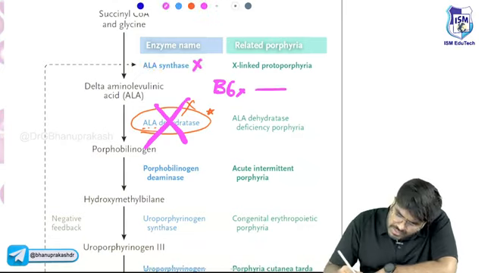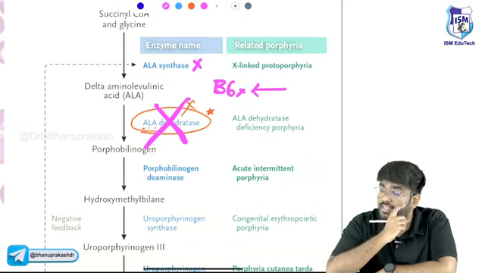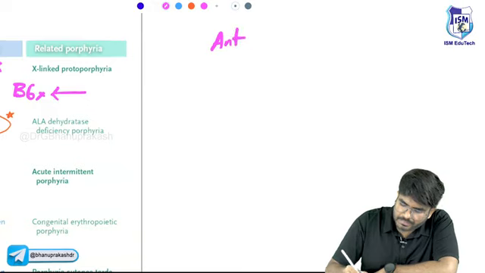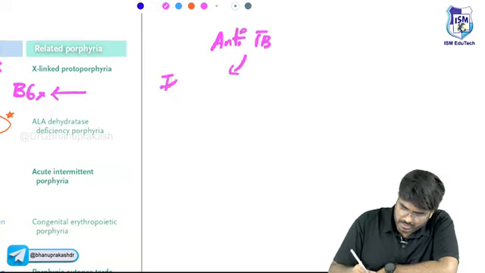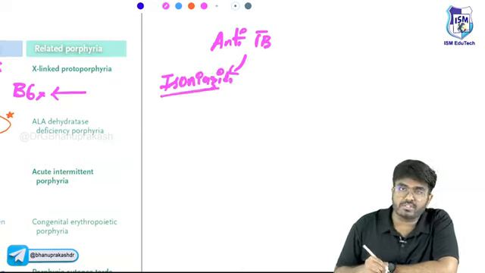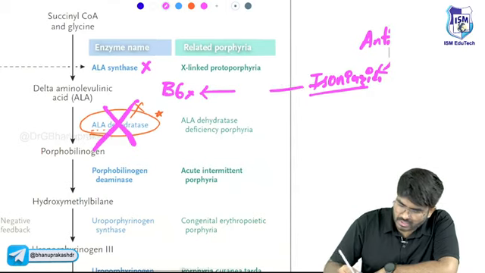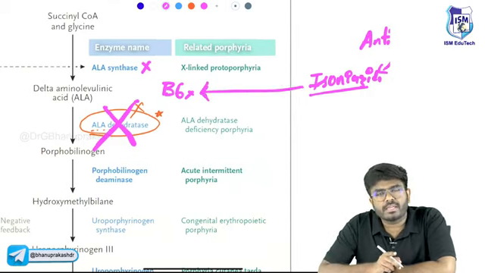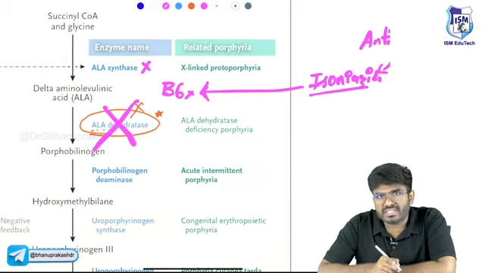So why is the patient getting B6 deficiency? Because the patient is using anti-tubercular medication. What is that anti-tubercular medication? Isoniazid. He is using isoniazid. So this isoniazid causes B6 deficiency. A person who is using isoniazid can become B6 deficient.